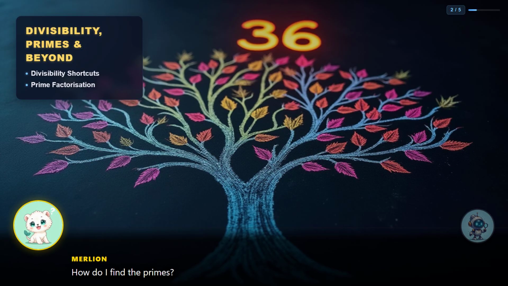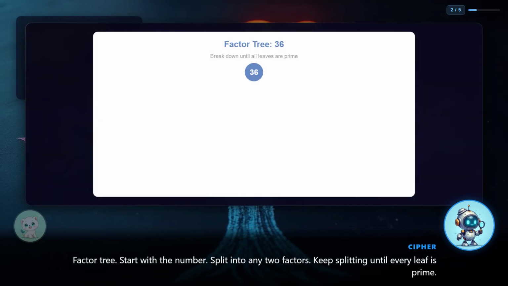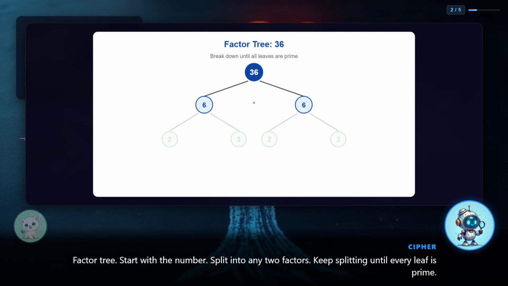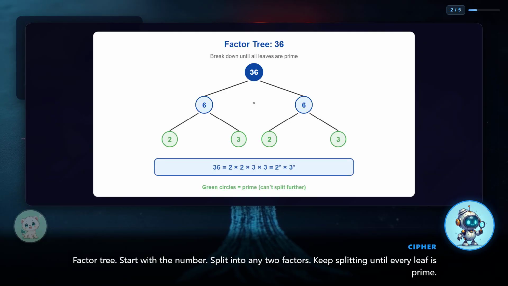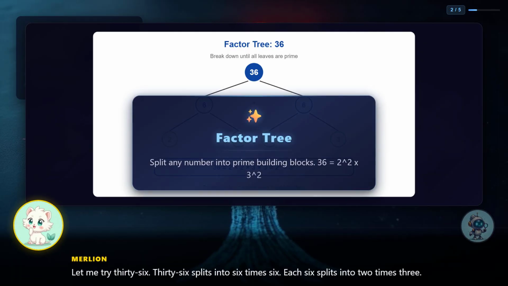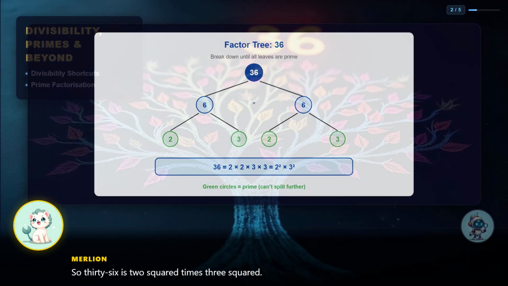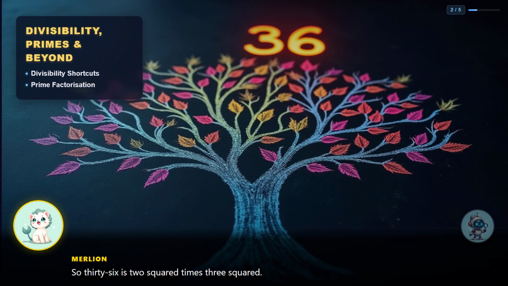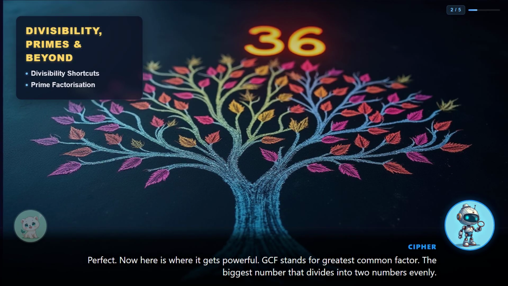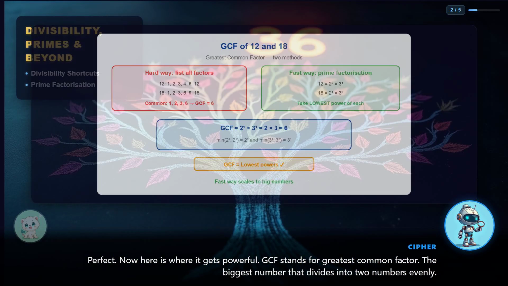How do I find the prime? Factor tree. Start with the number. Split into any 2 factors. Keep splitting until every leaf is prime. Let me try 36. 36 splits into 6 times 6. Each 6 splits into 2 times 3. So 36 is 2 squared times 3 squared. Perfect. Now here is where it gets powerful.